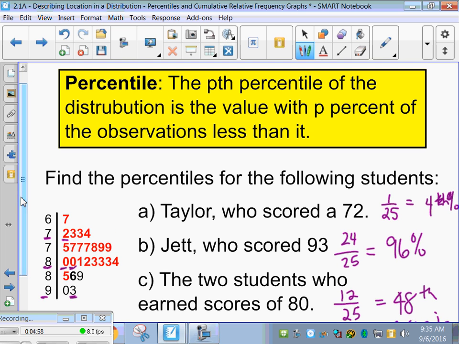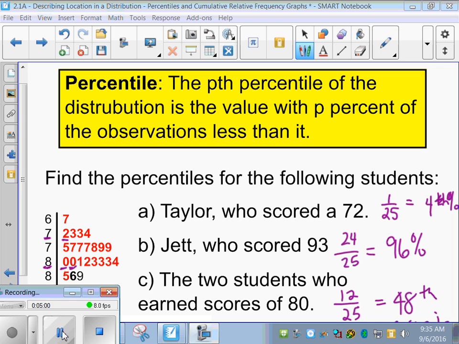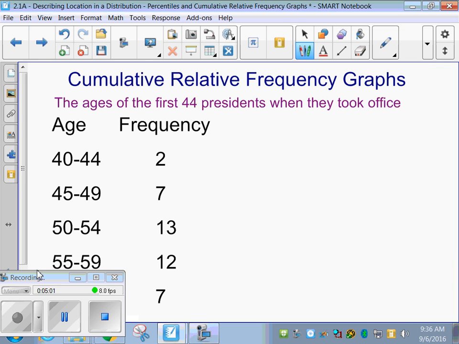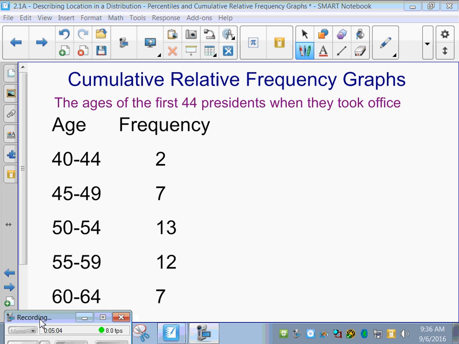All right, so relative frequency graphs. Now we're going to do cumulative relative frequency graphs. So remember, frequency was just count. Relative frequency was the percent. And cumulative, we're going to add on as it builds.